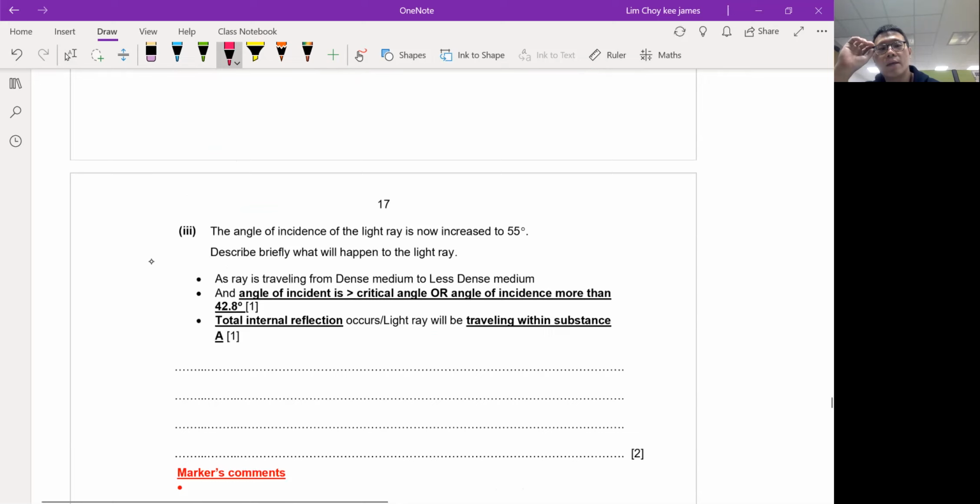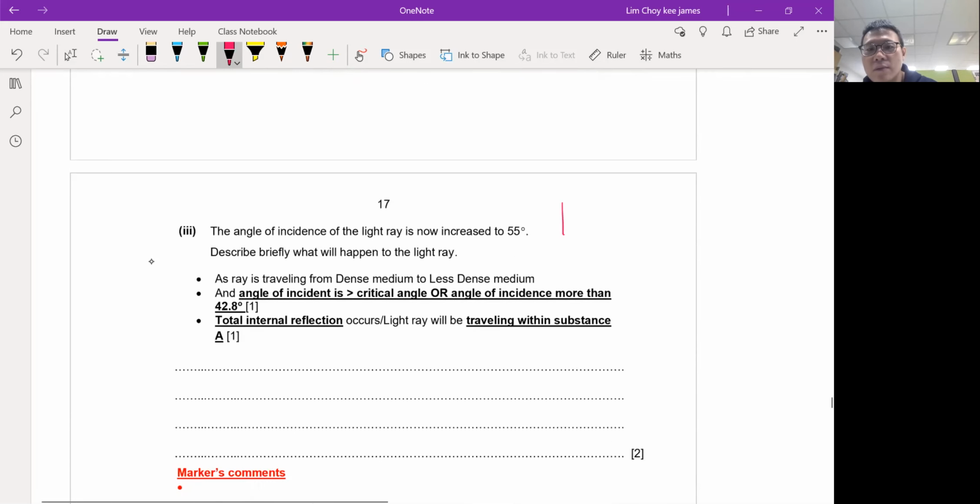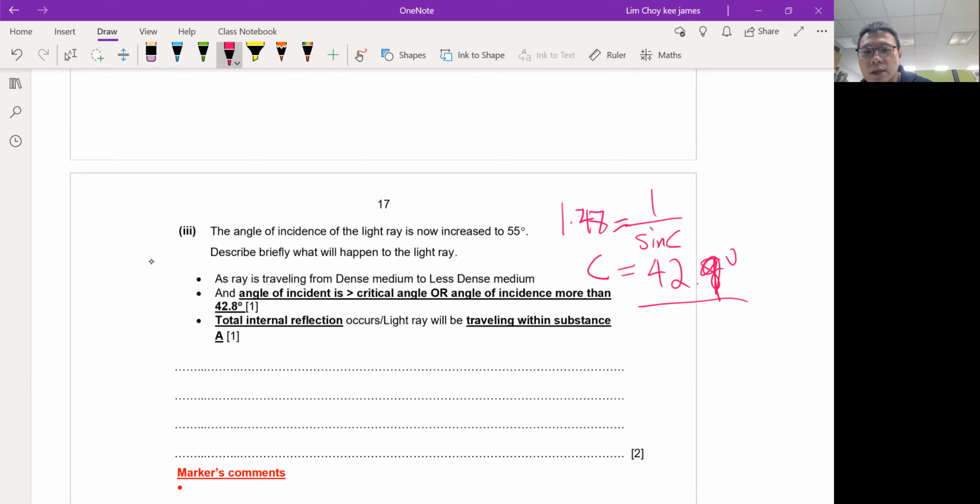Now for part C, here you need to take note. You have to work out the critical angle yourself, based on refractive index 1.47. If it's 1.47, you'll find that the critical angle is actually 42.8, or 42.9. This is the critical angle.